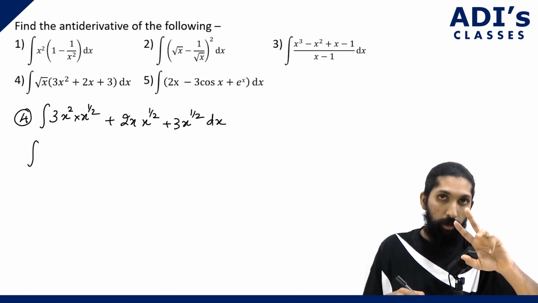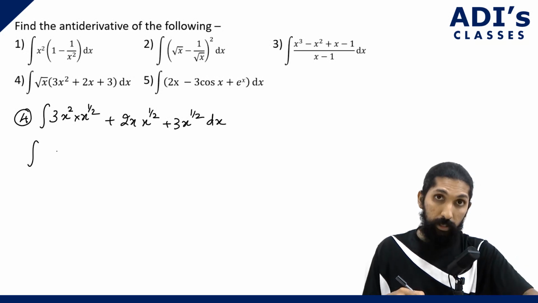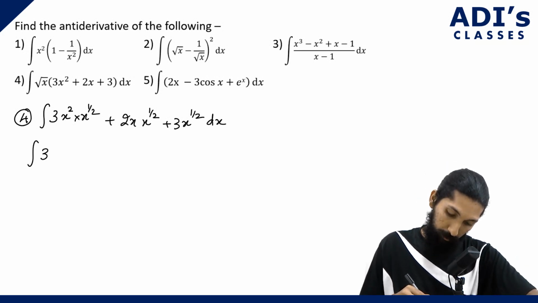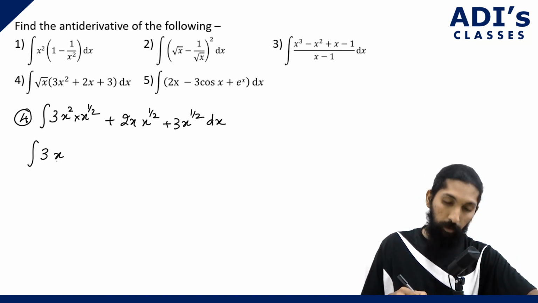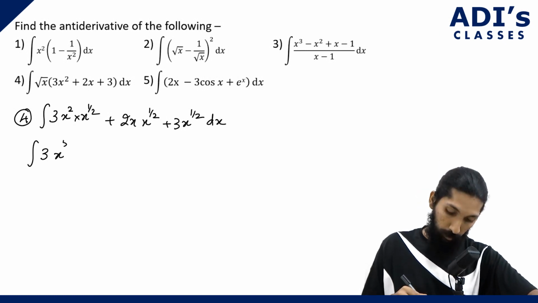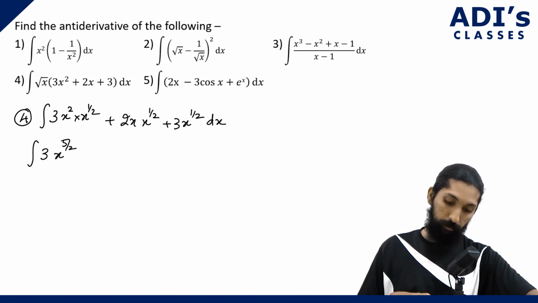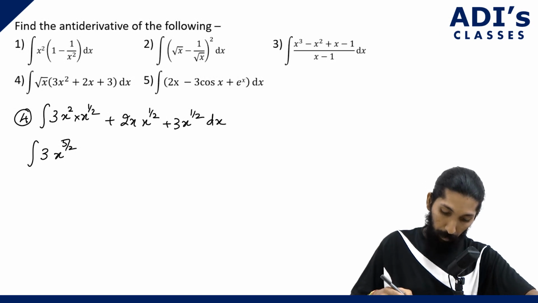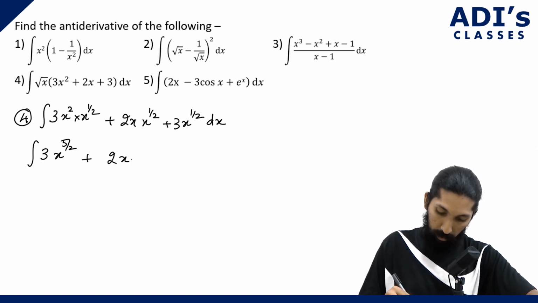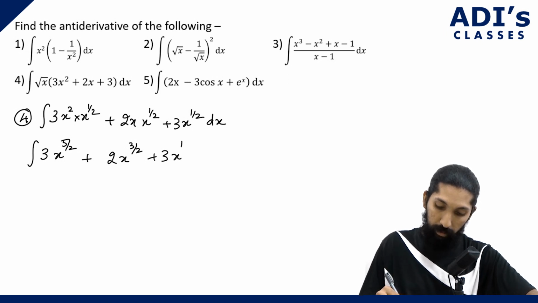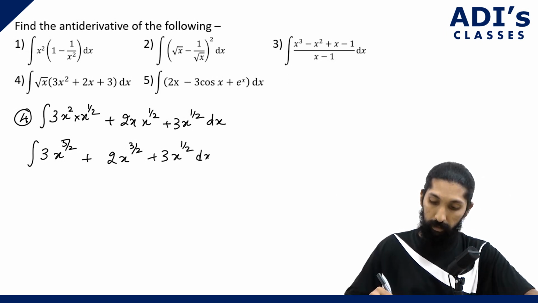Multiply. Whenever you are multiplying, you add the powers, correct? So this is going to become 3x to the power of 2 and a half. 2 and a half is what? 5 by 2. Makes sense? Plus 2x to the power of 1 and a half, 3 by 2, plus 3x to the power of half dx.